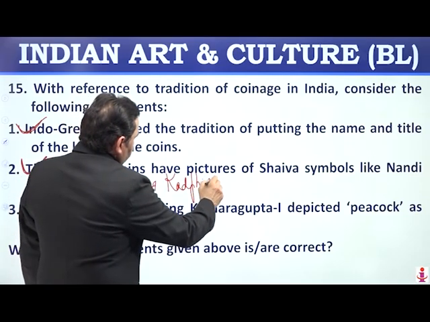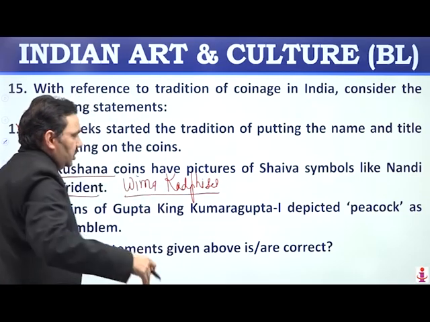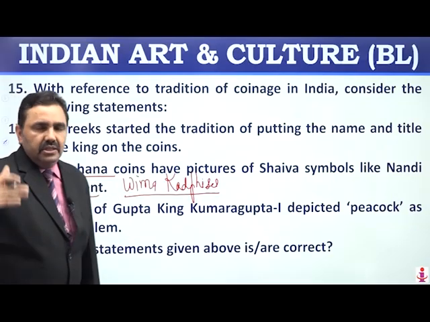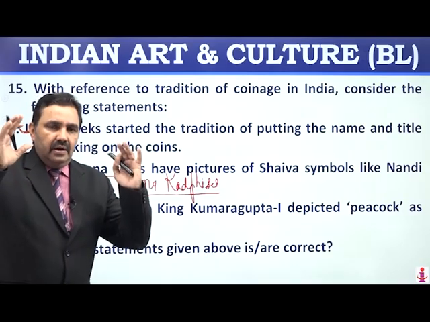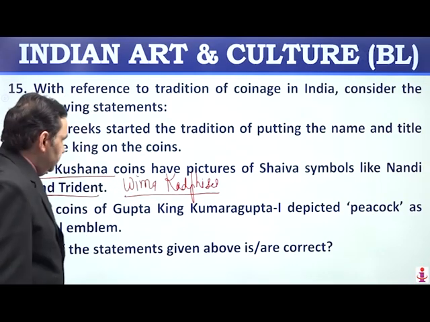Vima Cadphises was a follower of Shaivism. His title was Maheshwar, and that title is also found on coins. The title of Maheshwar indicates that he was a worshipper of God Shiva.